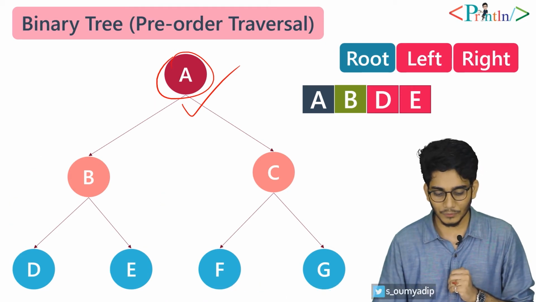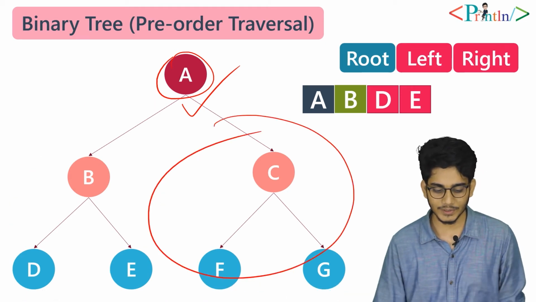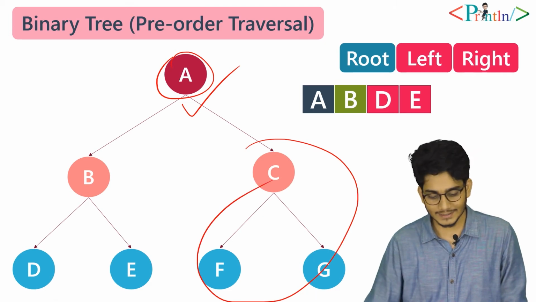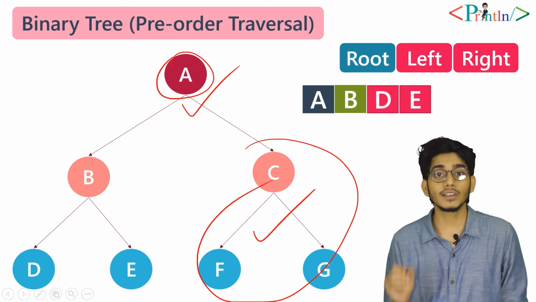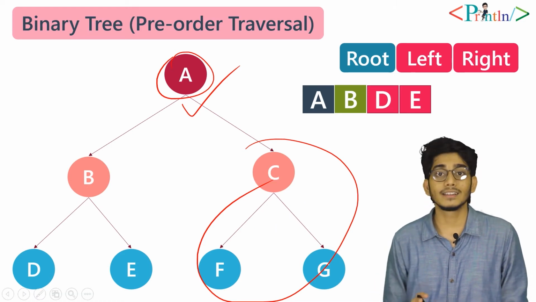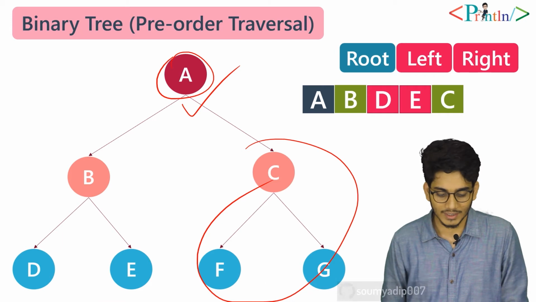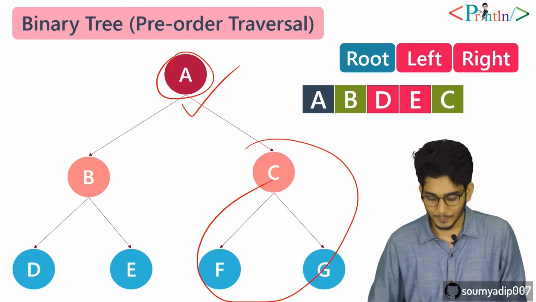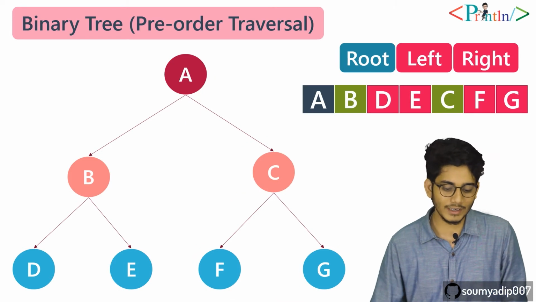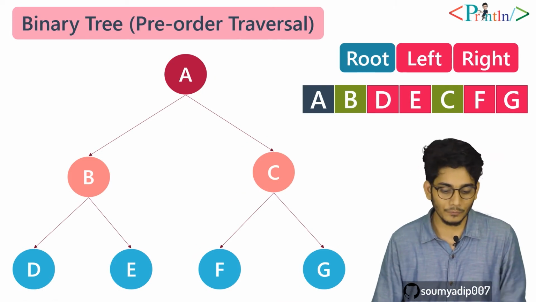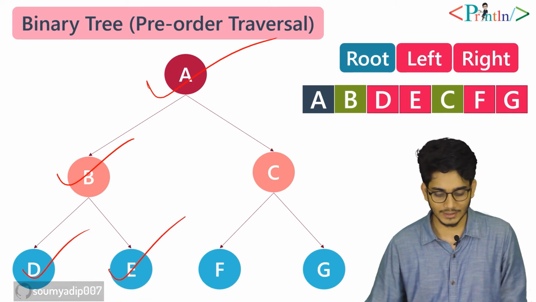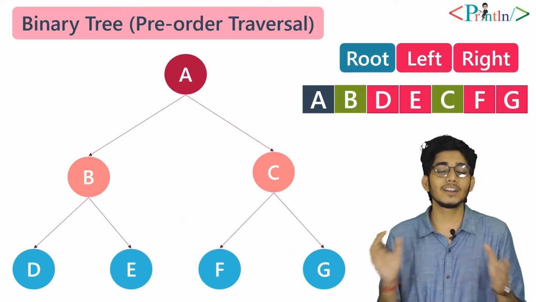Now we'll access the right subtree, then we'll go here. We will consider this tree as a separate tree because it's a recursive process. We'll again print the root node, that is C. Then we'll print F, we'll print G. So in pre-order traversal, at first we print the root, then left, then right. So this is what the pre-order traversal is.